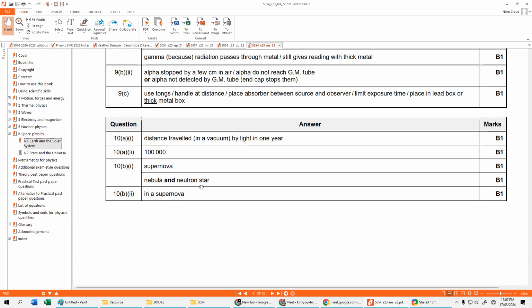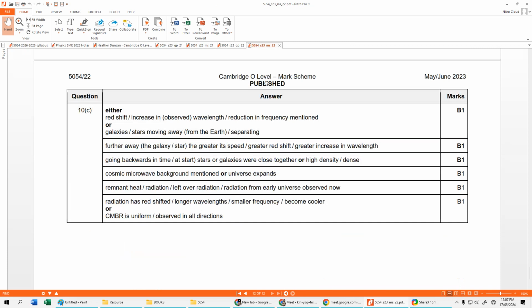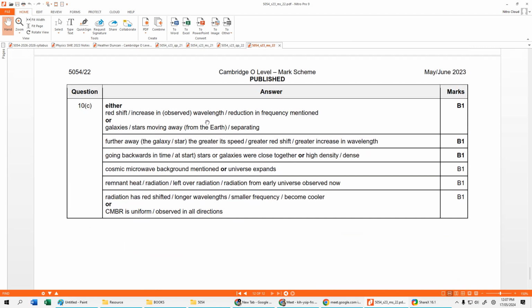If we look at the wording of the mark scheme, it says either redshift or increase in wavelength or reduction in frequency; mention galaxies or stars are moving away from Earth or separating, or you can write further away galaxies are moving at a greater speed, etc. And then going backwards in time gives you the idea that things had to be close together or highly dense, or they had to be packed together.